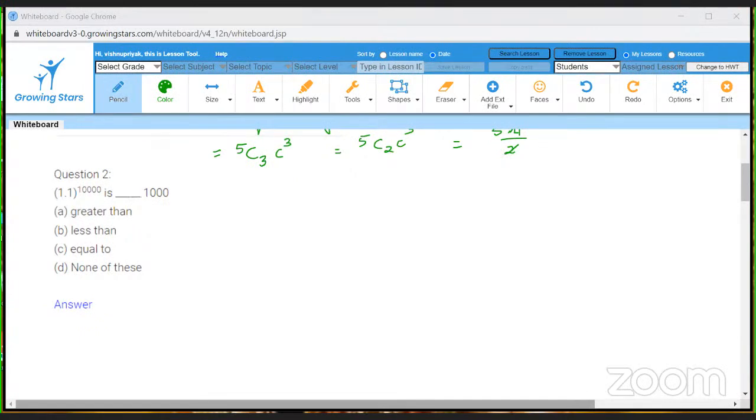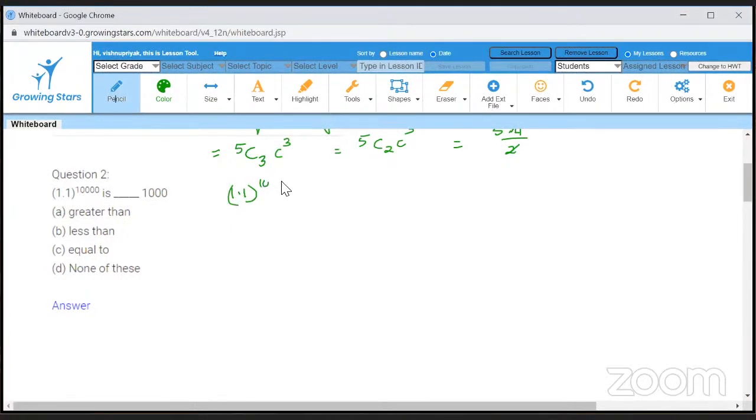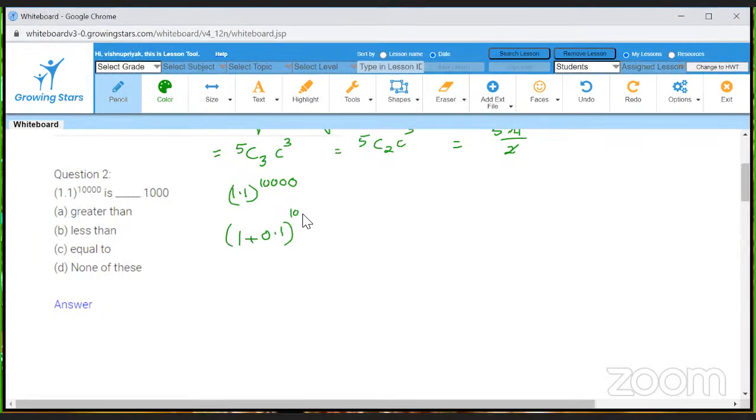1.1 power 10,000 is dash 1,000. Greater than, less than, equal to, or none of these. So what will you write? 1.1 power 10,000 as (1 plus 0.1) power 10,000. So here x is 0.1 and n is 10,000.